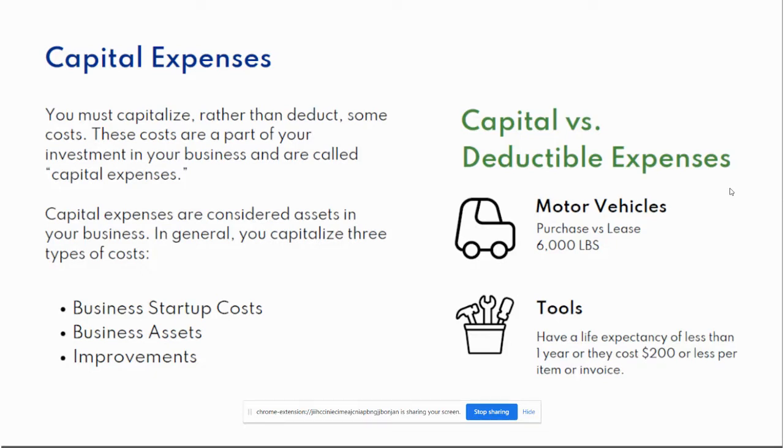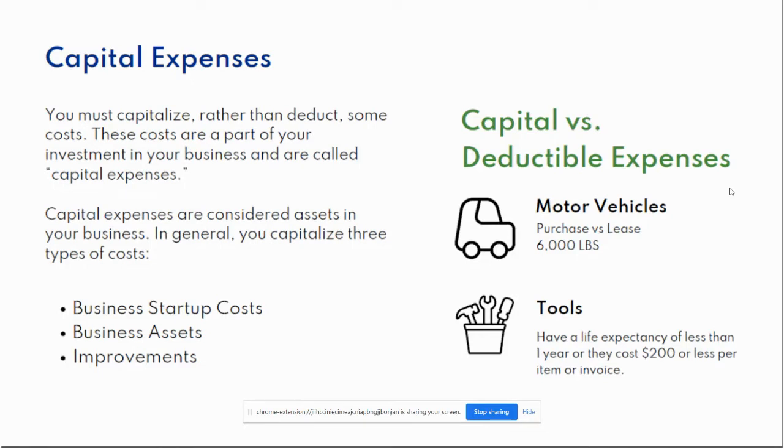Talking about assets and talking about cars, a lot of clients ask me this question: shall I purchase or lease? And the lease is basically like a rent. What you pay is what you deduct. So if you lease a car for $1,000 a month, I'm expecting a $12,000 expense at year end. Versus a purchase, you can expense it upfront using Section 179 on your income tax.